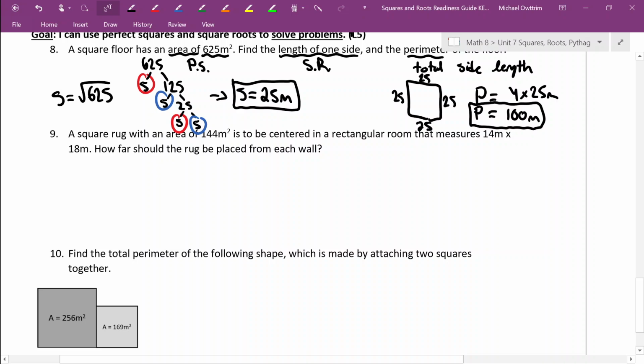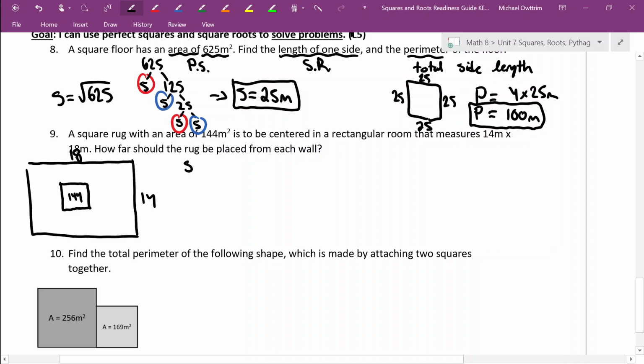We've got a square rug with an area of 144 meters squared. We want to center that in a rectangular room that measures 14 by 18. So let's go ahead and draw ourselves our room. So our shorter side is 14, our longer side is 18. And then in that room we have this rug with an area of 144. And that means that the side length of the rug is the square root of 144. Square root of 144 is what number multiplies by itself to make 144, which is 12. So we know that this side here is 12, and this side here is 12 as well.